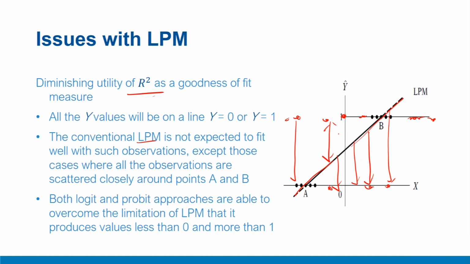Therefore, R square as a goodness of fit measure will give very poor performance, because by nature all the observations will be either y equal to 1 or 0, and such large errors will result in an extremely poor R square, and therefore the conventional linear probability model is not expected to fit well with the actual observations. Only for very few cases where observations are very close to this fitted point, close to this point B and this point A, will there probably be lower errors, and therefore only a few observations will have low magnitude of errors. For all the other observations, the magnitude of errors is extremely large and very erratic, jumping up and down.